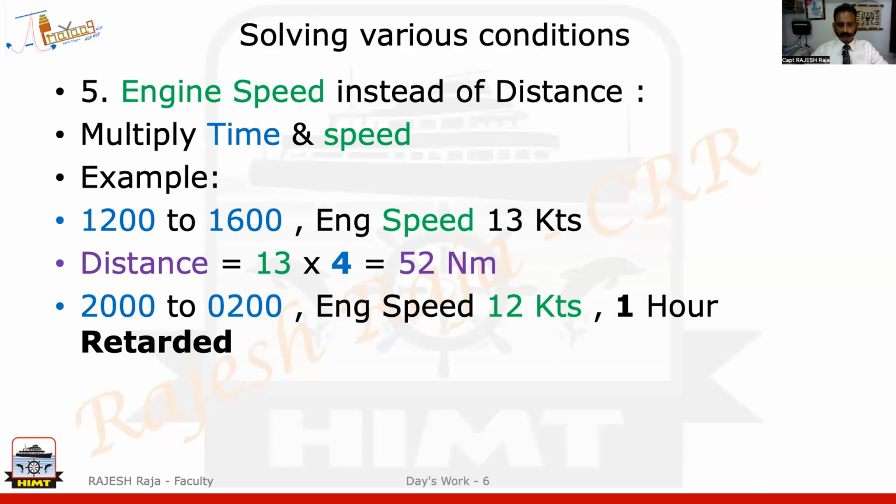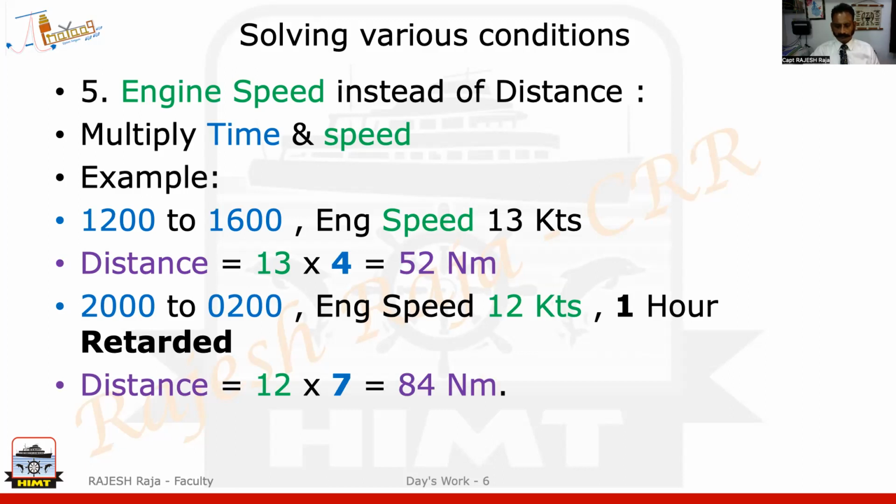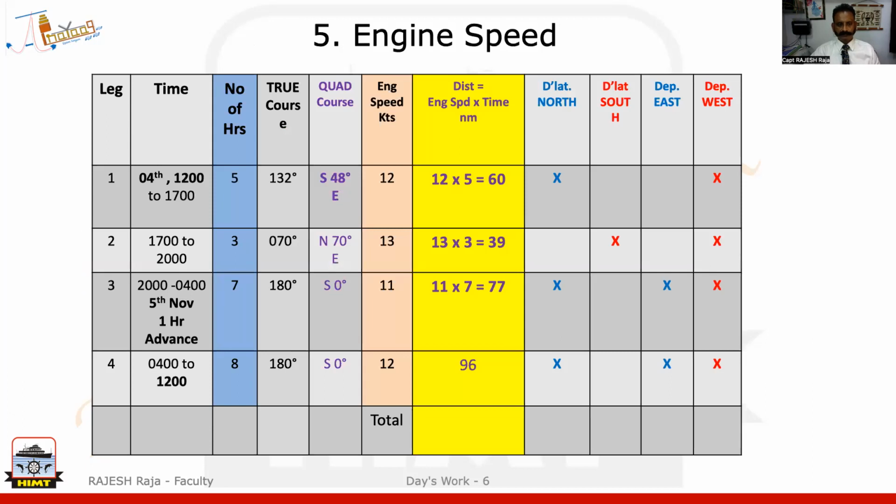2000 to 02, engine speed is 12 knots, but during this time I have retarded 1 hour. Just look at 2000, which is 8 o'clock in the night. So the total duration is actually 6 hours. But because I've retarded, I'm adding 1 hour. So it becomes 12 into 7, which is 84 nautical miles. I'll show you the same thing on the table.